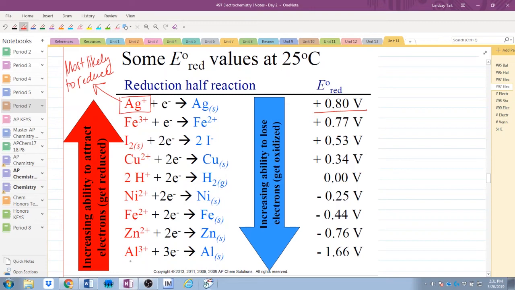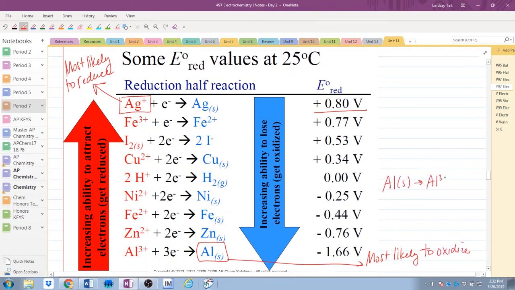But if the aluminum 3 plus is the least likely to reduce, what do you think that means for the solid aluminum? Most likely to oxidize. You guys have space under the slide to write this, but if I flip this equation and make it solid aluminum, making the aluminum 3 plus and 3 plus electrons, its oxidation potential is positive 1.66 volts, which would by far be the most positive oxidation potential if I were to flip all of these, right? So that's how we're going to decide which things to flip.